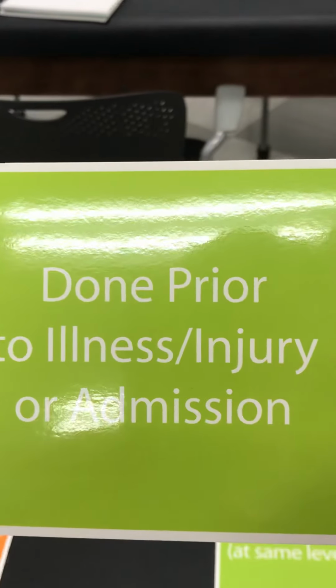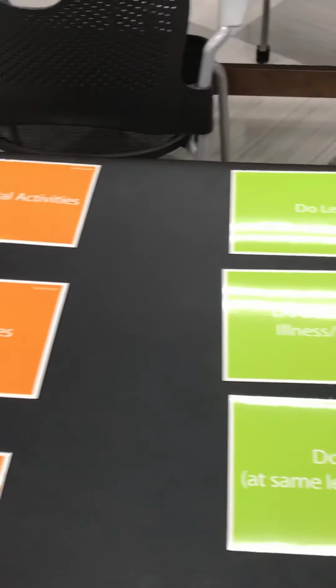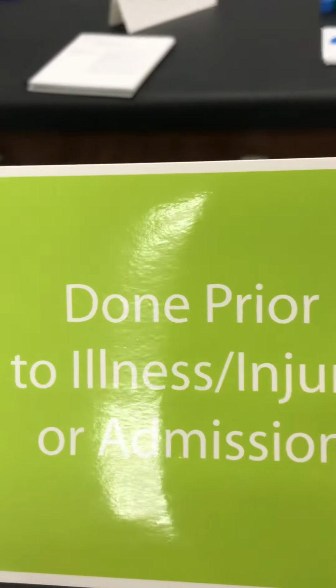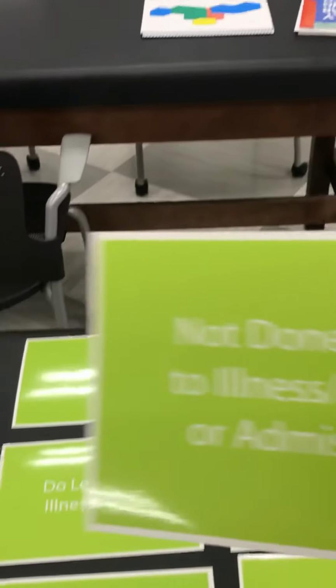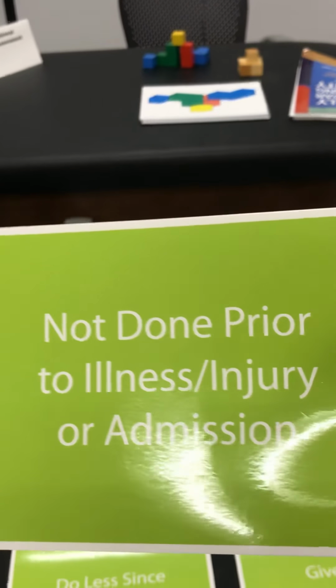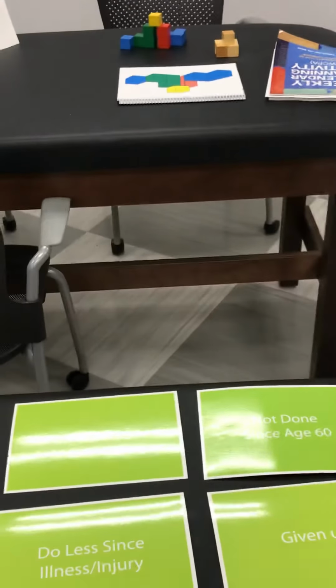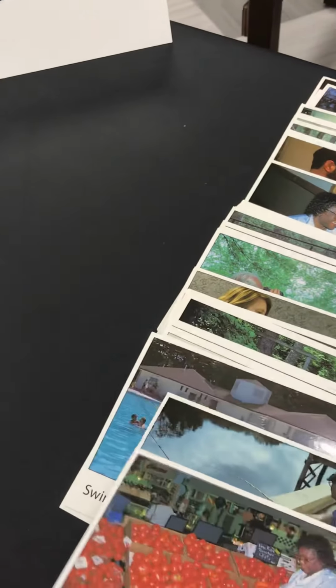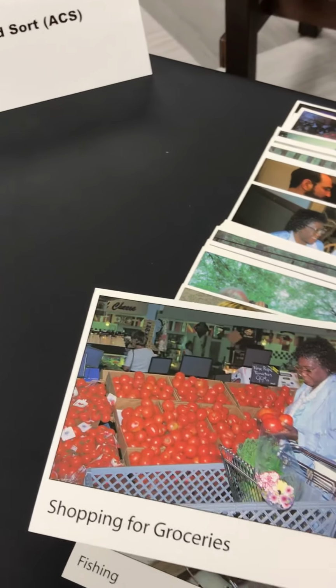So, one way that you can administer the test is to place the 2 labels "done prior to illness or injury or admission," or "not done prior to illness, injury, or admission," on a flat and uncluttered surface in a position that the client can see. You ask the client to look at each of the activity cards one at a time and place each card under the appropriate label according to whether he or she did the activity before coming to the hospital or nursing home.